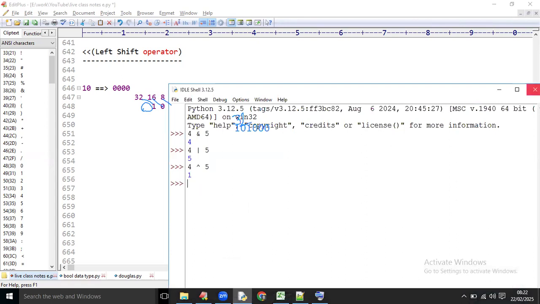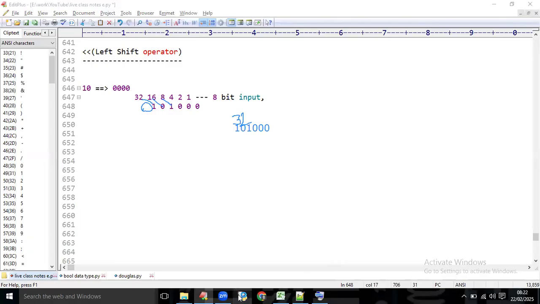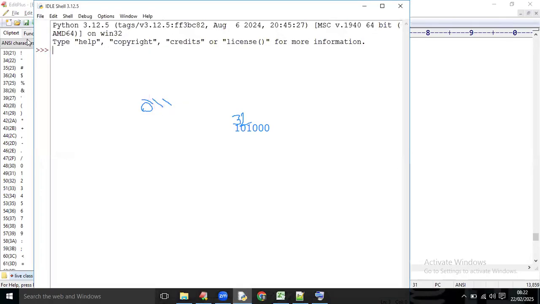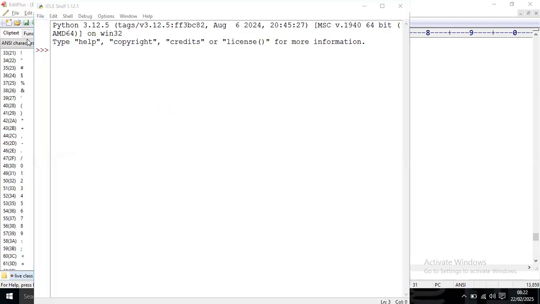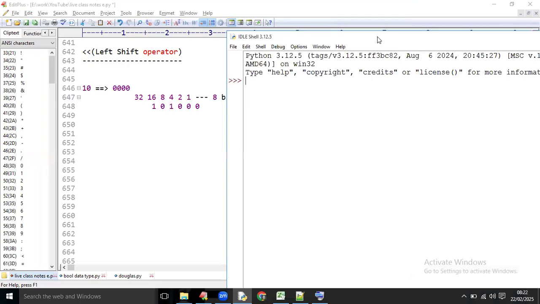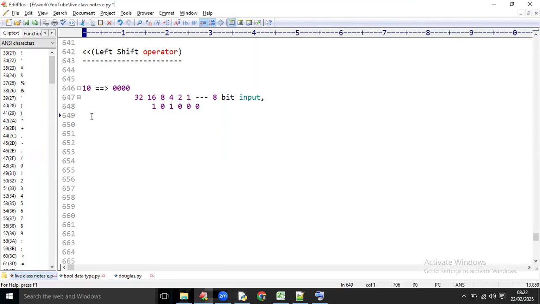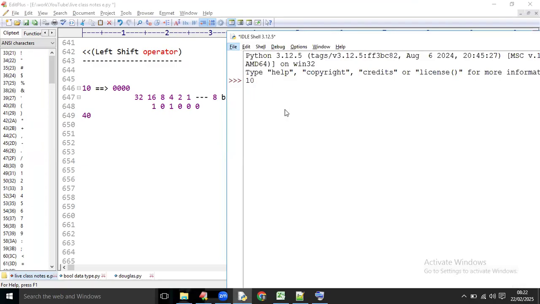Here I am going to open fresh for understanding this. I am reviewing these annotations. What we expected was 40, right? See the output: 10 left shift 2 gives 40. This is the practical example, and the earlier one is a theoretical example. You can do more operations with this to understand it better.